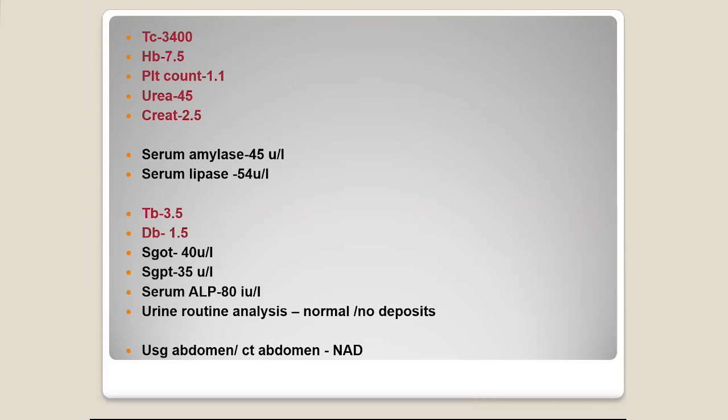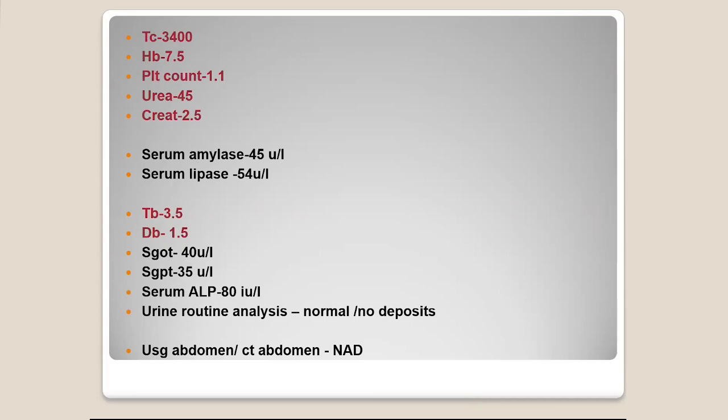And the routine investigations came. The routine investigations are displayed in the slide. The patient had a total count of 3,400, HB of 7.5, platelet count of 1.1 lakh, urea of 45, creat 2.5. Serum amylase and lipase levels are normal. And the patient had hyperbilirubinemia with a total bilirubin of 3.5. SGOT, SGPT levels are normal. Alkaline phosphatase levels are normal.